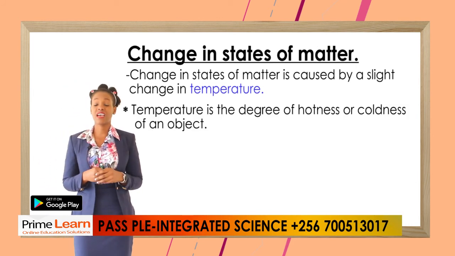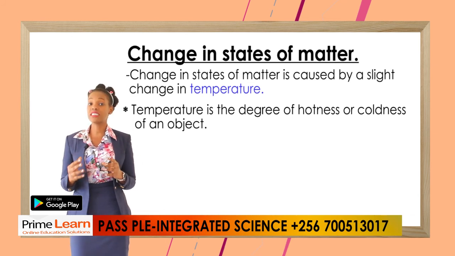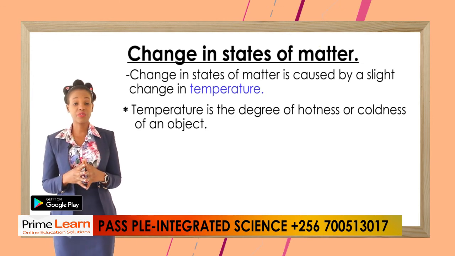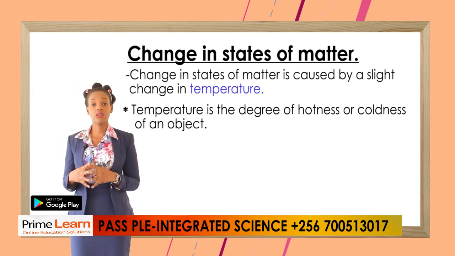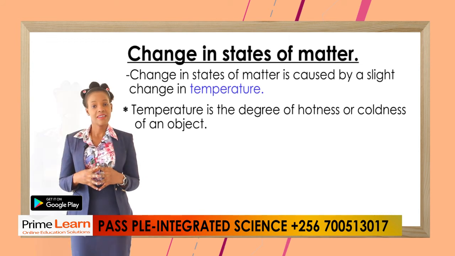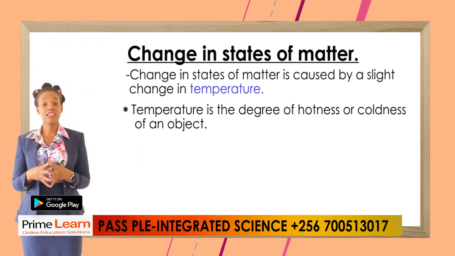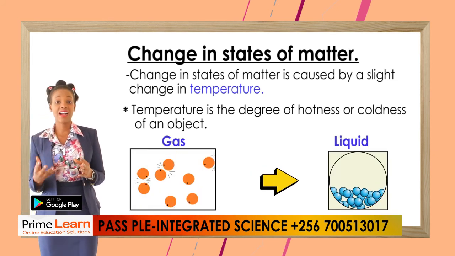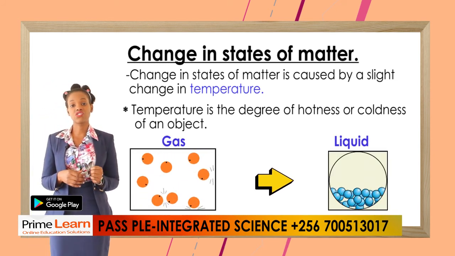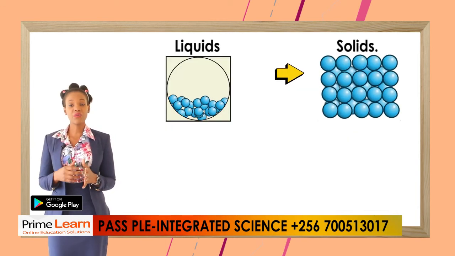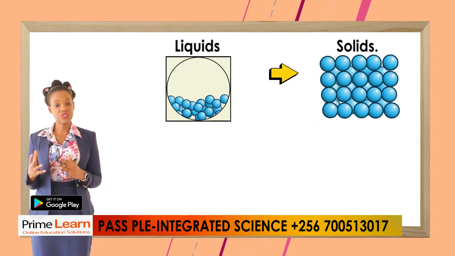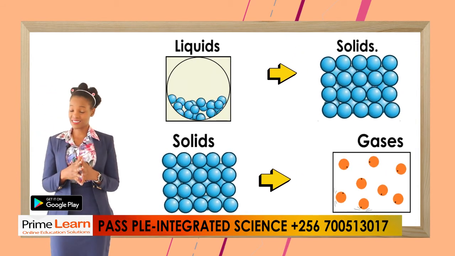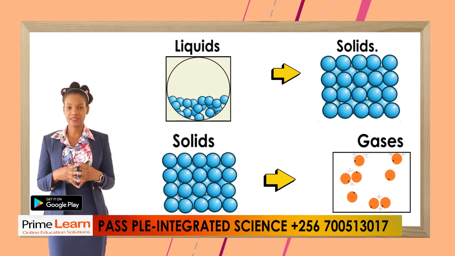When I talk about temperature, I mean temperature is the degree of hotness or coldness of an object. Now, some substances can easily change from one state to another, as I told you. For example, gases can easily change from gases to liquids. Liquids can easily change from liquids to solids. And even solids can change from solids to gases. I hope you have understood that clearly.